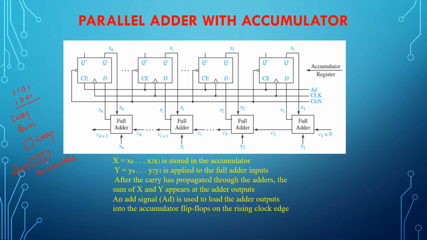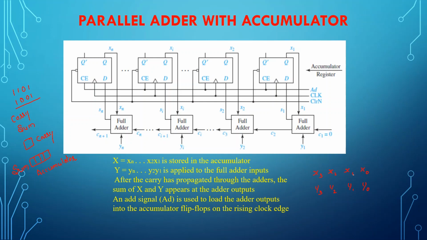The circuit diagram you can see here is all about parallel adder with accumulator. So what are the things you can see here? Let me say my numbers are going to be x3, x2, x1 and x0. This is my first 4-bit number which is to be added with y3, y2, y1 and y0. So these are the numbers which are to be added up.